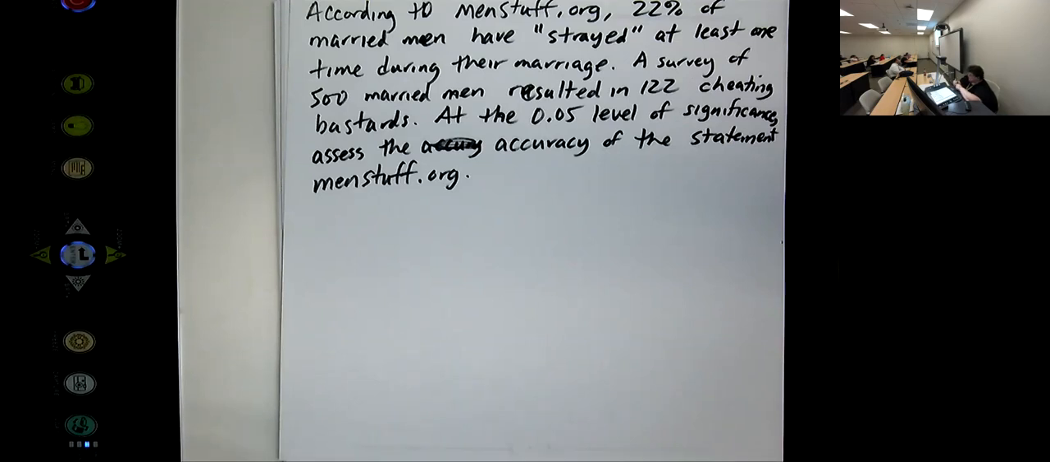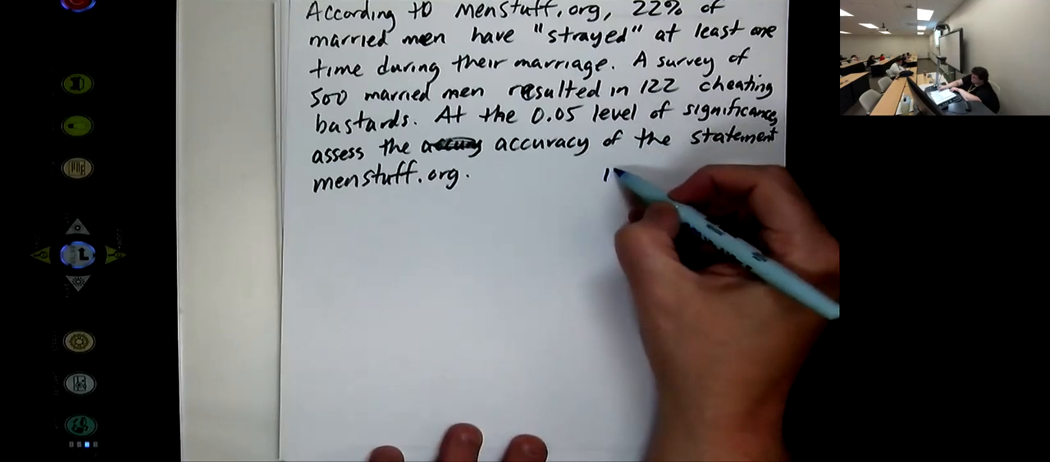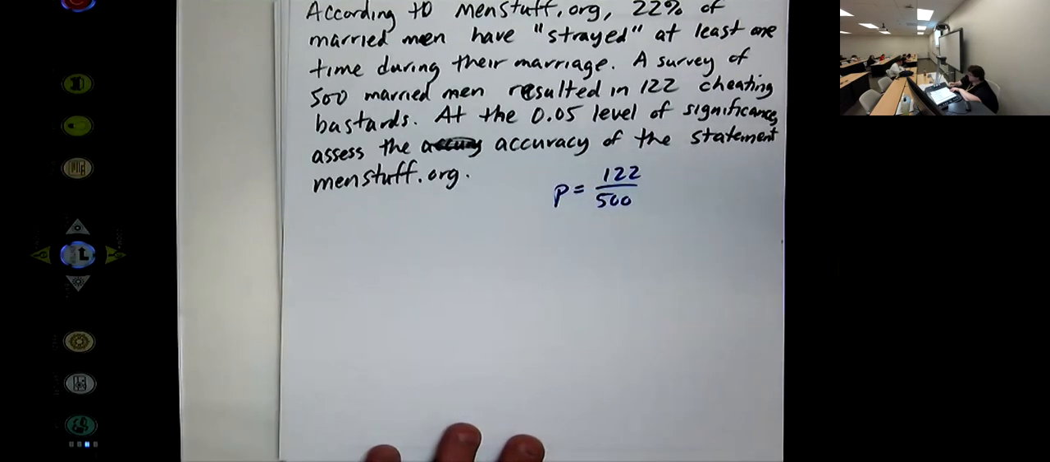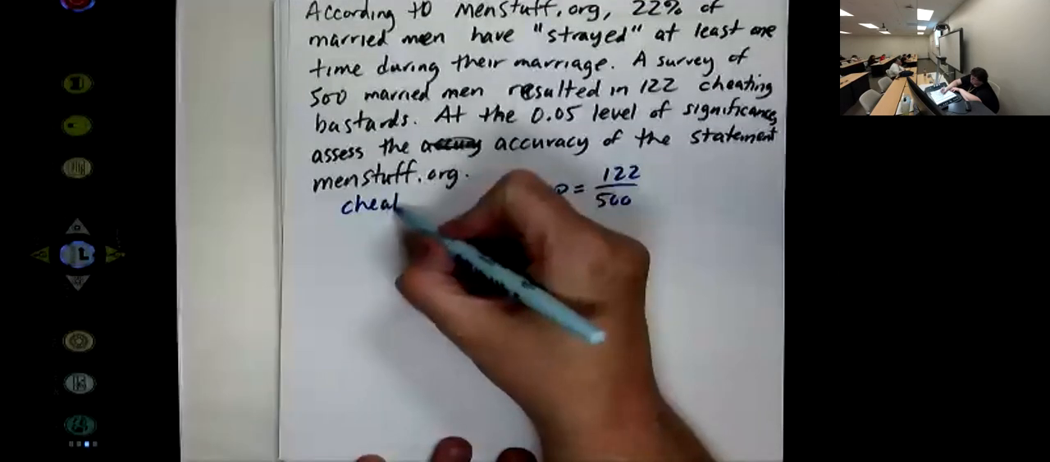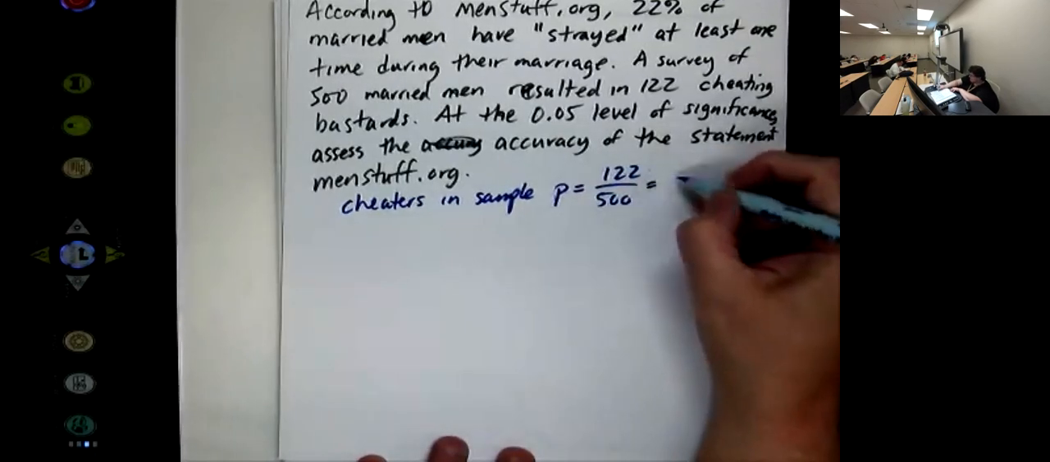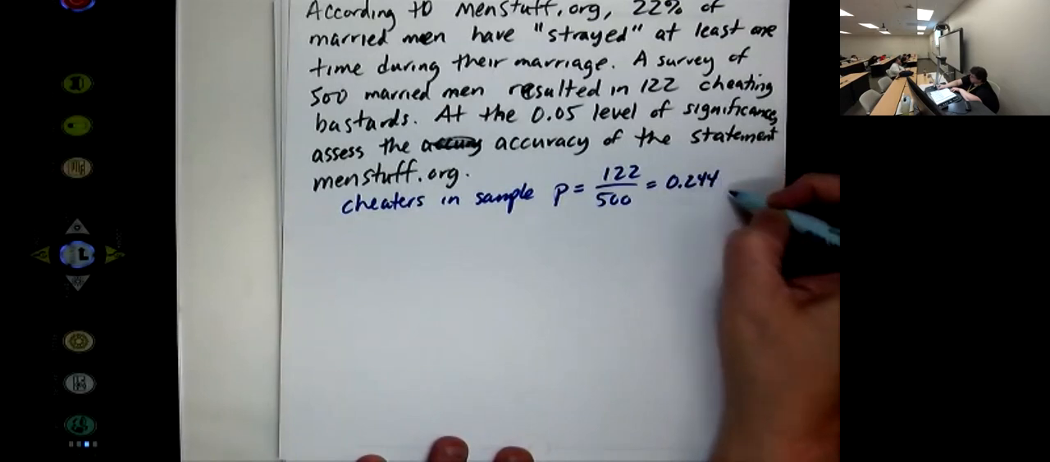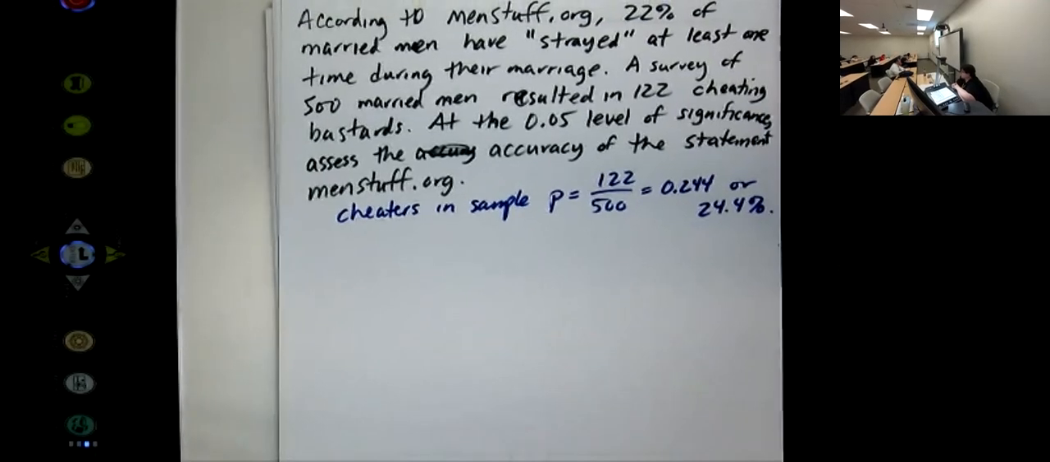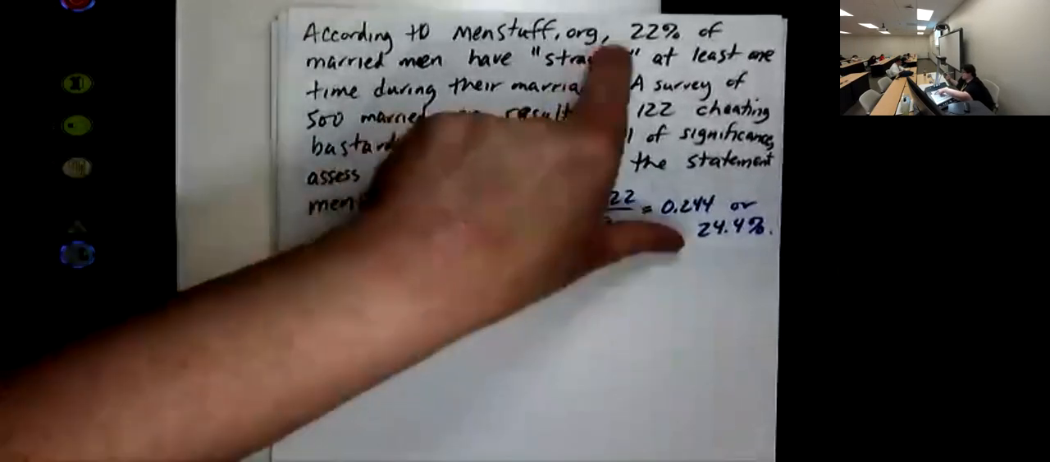So let's see, if 122 cheated out of 500, that's the proportion of cheaters in the sample. And that is 0.244 or 24.4%. So that's not 22%, right? It's not 22%.